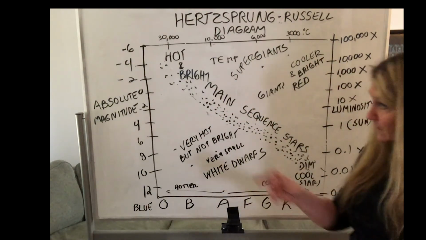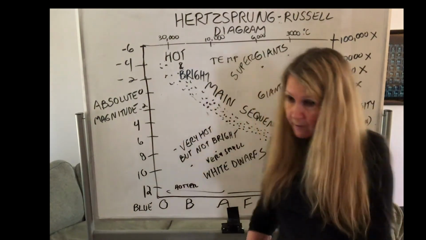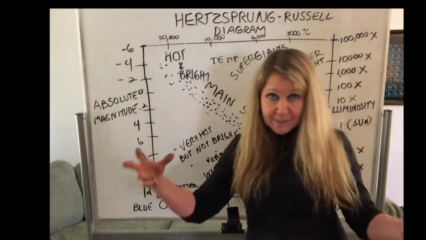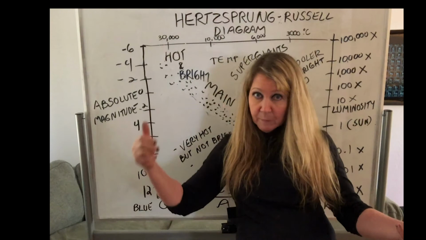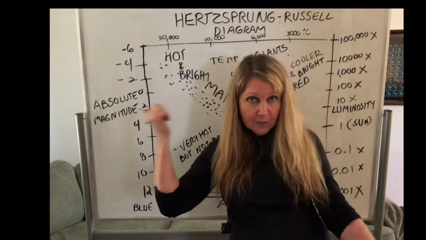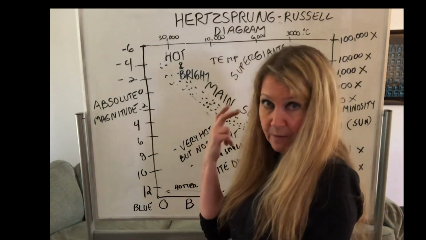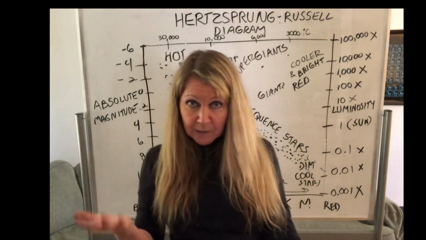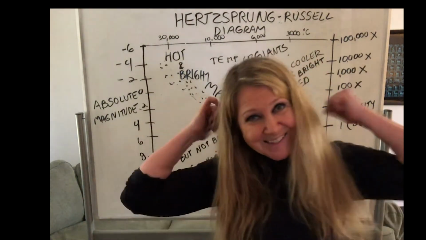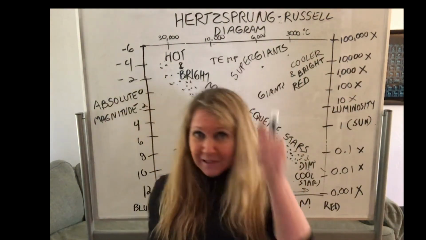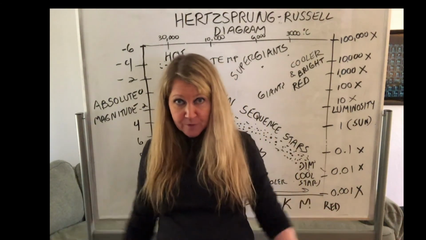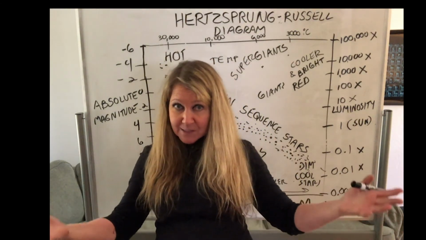So when we classify stars and put them on the HR diagram, we can tell a lot about the stars. We can tell about their absolute magnitude, we can tell about their luminosity and their temperature, as well as their color. So that is the HR diagram. It's a classification of stars. So stellar classification.